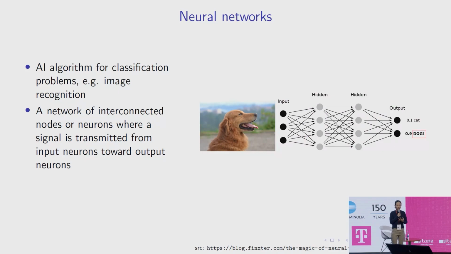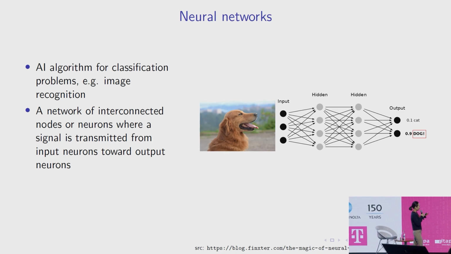So what are neural networks? Probably most of you already know. A neural network is an AI algorithm mostly designed for classification problems, for example, image recognition. A neural network consists of interconnected nodes, also called neurons, and the information is transmitted from the input neuron to the output neuron.